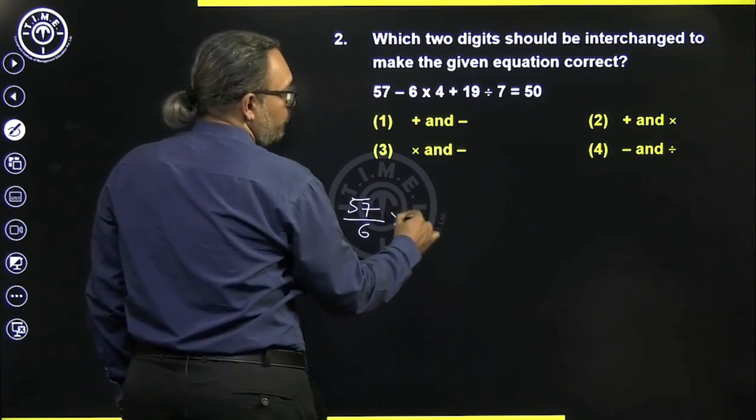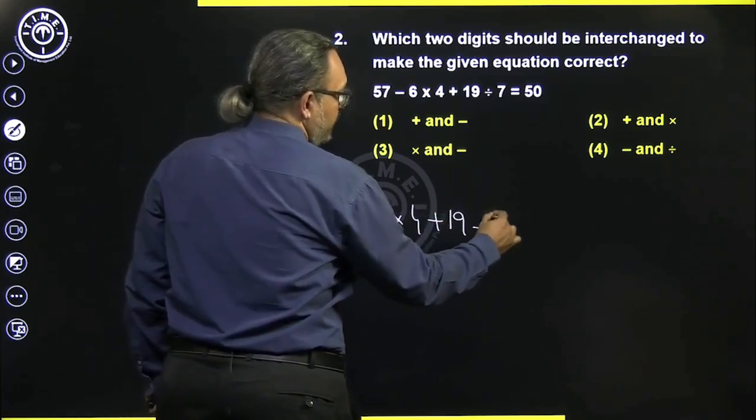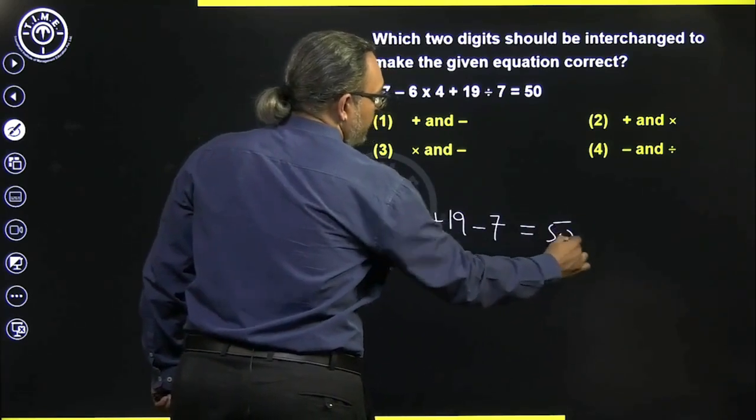Then you have into 4 plus 19 and minus 7. This should give me 50.